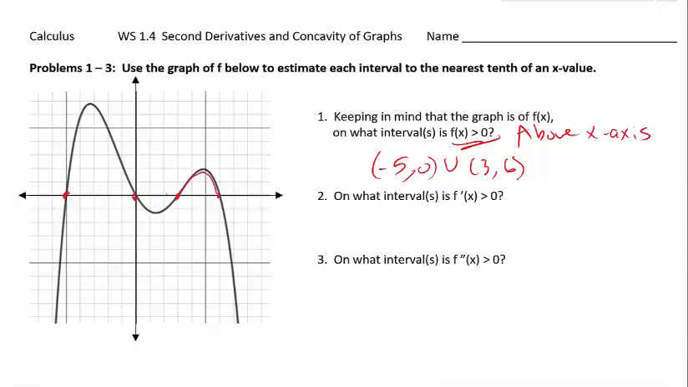In number 2, they say, where is the derivative positive? Well, the derivative is positive whenever the parent function is increasing. The graph that we see is the parent function. So we really need to figure out where this graph is increasing.